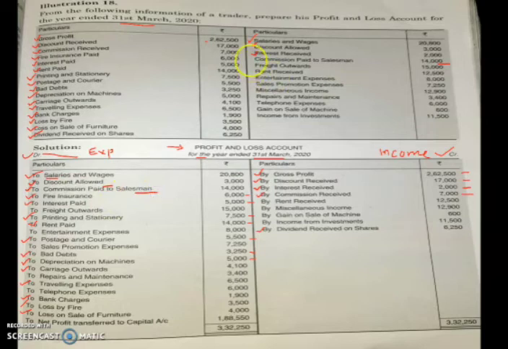Then next in the order is freight outward. Freight outward is an expense, so that will be recorded on the debit side. You can see freight outward with 15,000 amount recorded on the debit side. Next is rent received. So again received is there, so rent received will be recorded on the credit side of profit and loss. Then we have entertainment expenses. The name itself gives us the information that it is on the debit side. So I recorded entertainment expenses on the debit side.